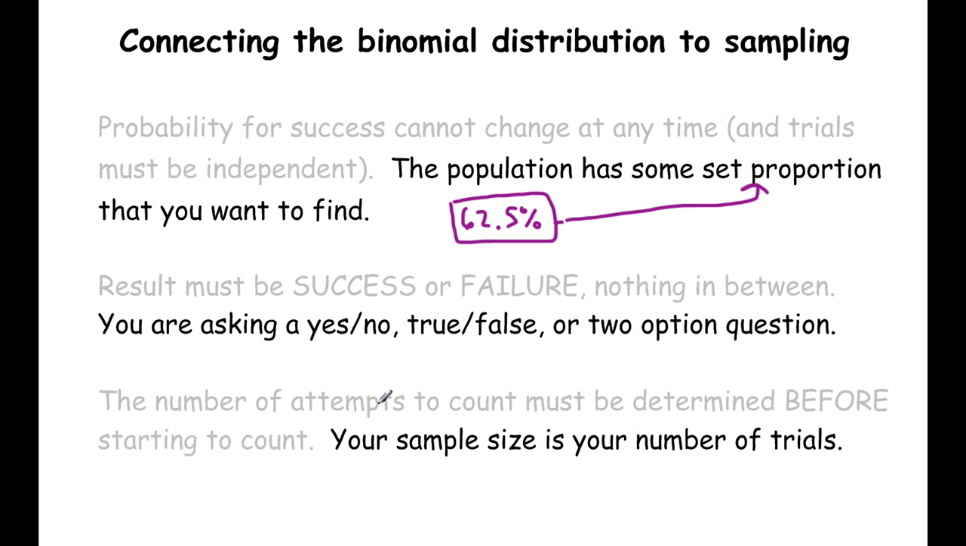Third thing is the number of attempts you count must be determined before you start. And in this case, it's kind of a condition that doesn't really apply to how we're going to approach a sampling situation, but just your number of trials, n, is the same as your sample size. So if I am going to take a sample of 5 people, that would be the number of attempts or trials that I'm going to do. I'm going to ask 5 people, Batman or Iron Man. I'm not going to keep asking people until I get the result I want, for example. So that's what makes it binomial.